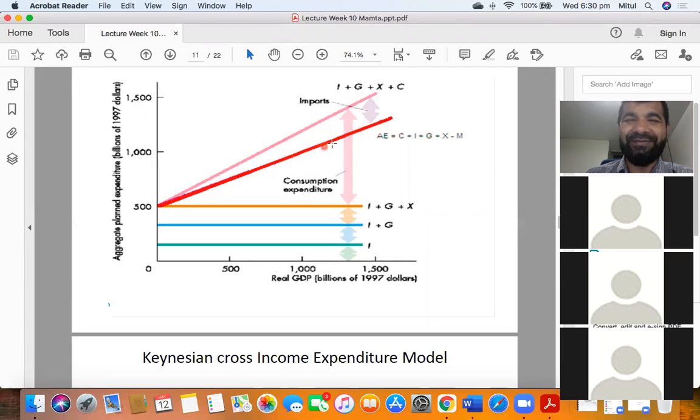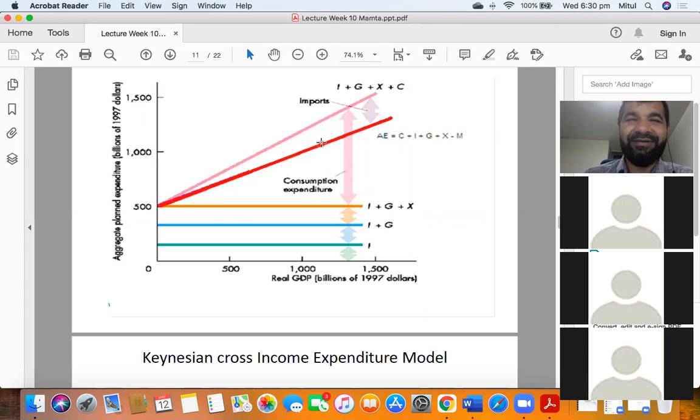C starts on top of the C stars. Okay, that's the way of calculating, or drawing a diagram. When you add up something, it goes on the top. Consumption starts from here. So in this one, autonomous consumption is already embedded in here.